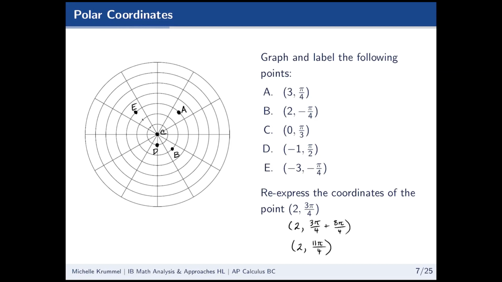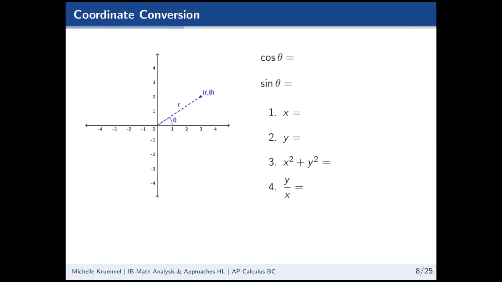You can add any multiple of 2 pi, you can subtract any multiple of 2 pi, or you can even change the 2 to a negative 2 and then add pi to the angle, or odd multiples of pi, or subtract odd multiples of pi. So we've seen that we can represent the same point using Cartesian coordinates or polar coordinates. Now we're going to talk about how we switch back and forth between these two coordinate systems.